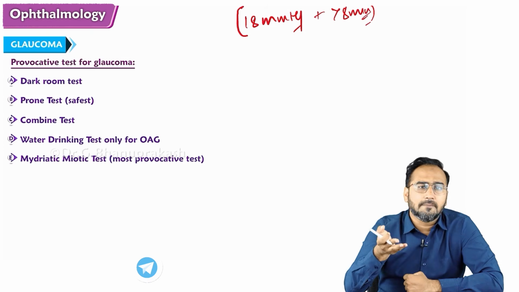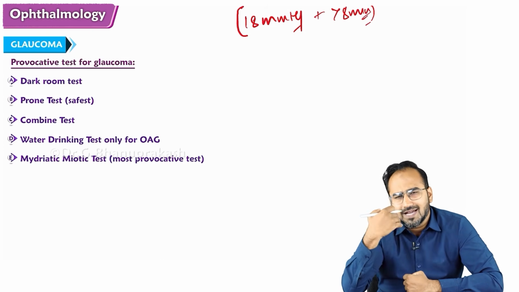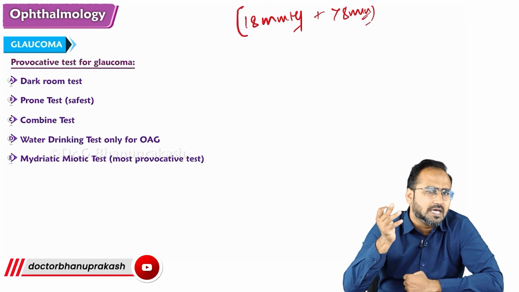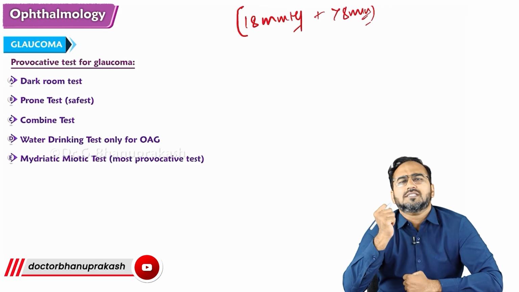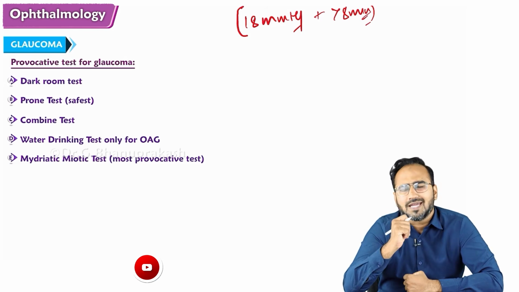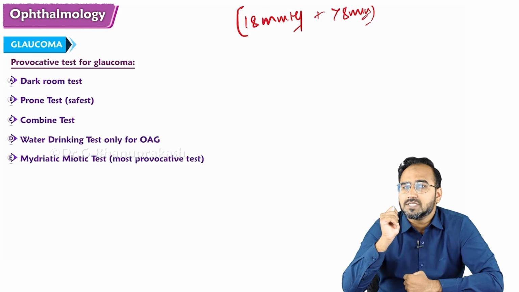Third test is called the combined test. Combined test meaning what? You make the patient lie down in a dark room in a prone position and you check his intraocular pressure. But the combined test does not have that much value. Why? Because sometimes the patient sleeps and you cannot calculate the exact intraocular pressure. Okay? Next test is what?